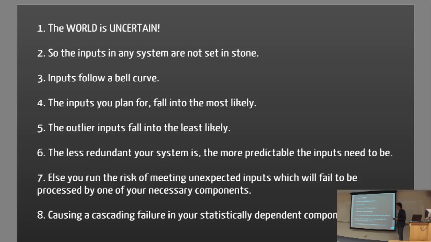Can someone give me an example of when an unexpected input resulted in one of the components in your plan or system failing, and therefore causing a cascading failure, with the end result of not achieving the output that you wanted? Anybody? Yeah, Chuck?